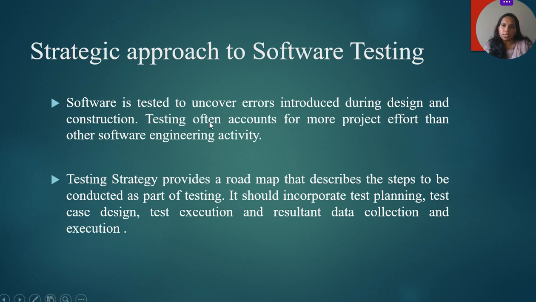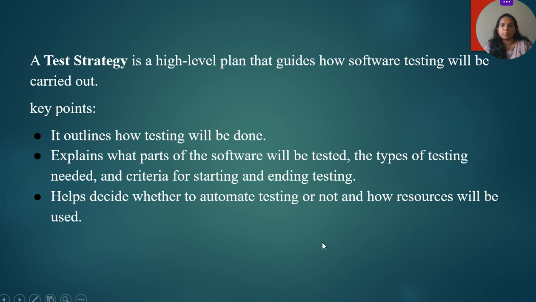Strategic approach to software testing. Software is tested to uncover errors introduced during design and construction. Testing often accounts for more project effort than other software engineering activities. A testing strategy provides a roadmap that describes the steps to be conducted as part of testing. It should incorporate test planning, test case design, test execution, and resultant data collection and evaluation.